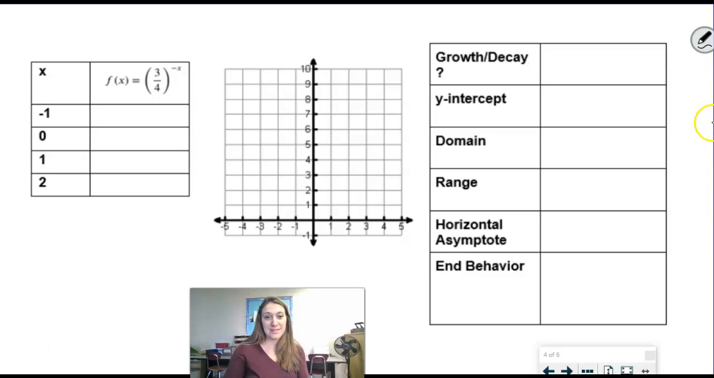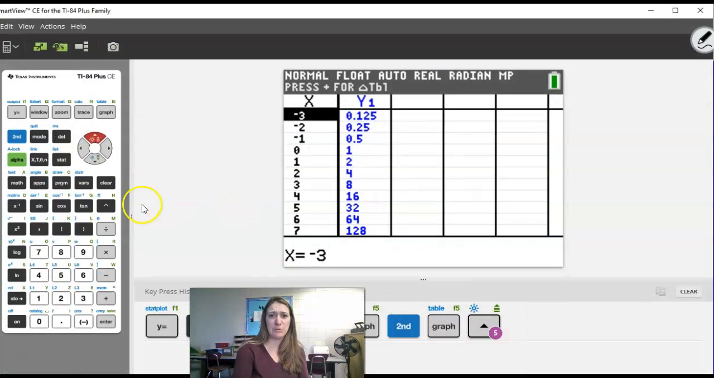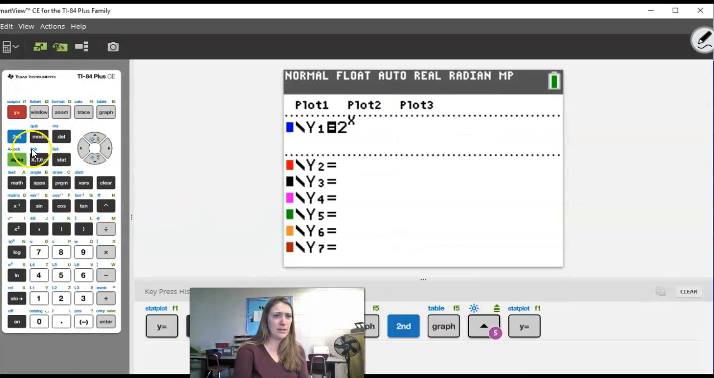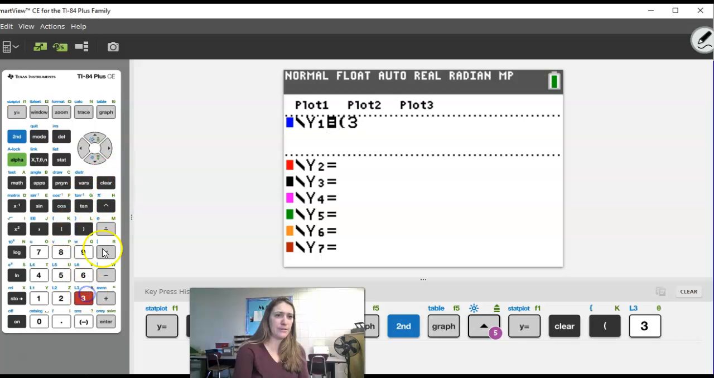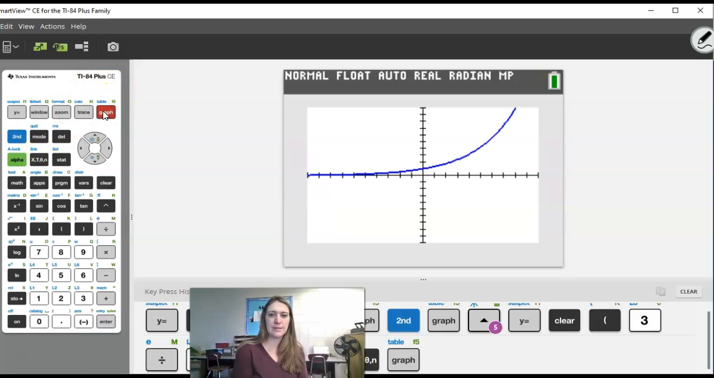This one always tricks kids, okay? This one I will go back to my technology for. 3/4 to the negative x power. So right away, I hope you notice something kind of weird. Parentheses. All right, 3/4. A lot of kids look at that and go, oh, decay, because it's got a base that's between 0 and 1. And then when they graph it, they see what is clearly a growth. And they're like, well, wait a minute. Why is it a growth?